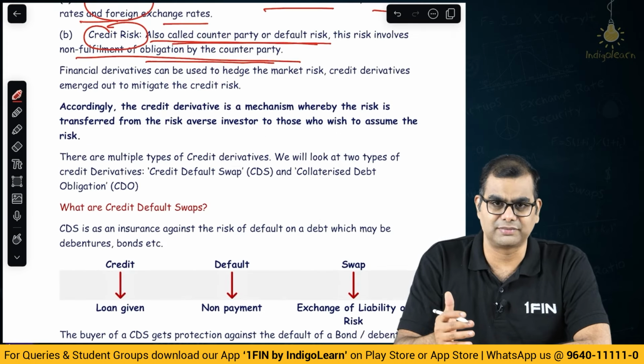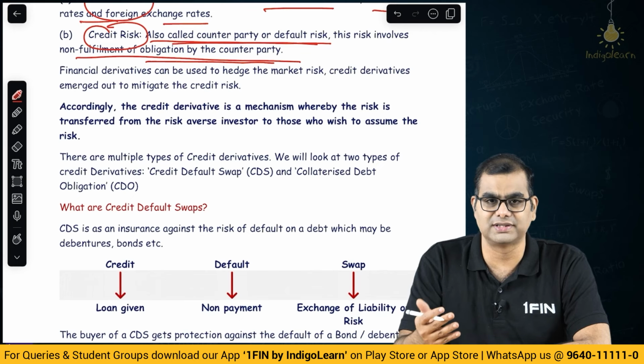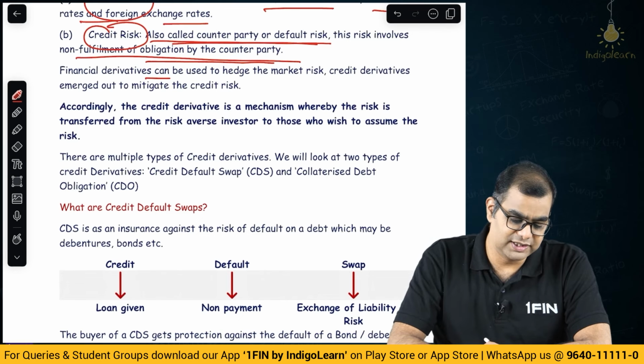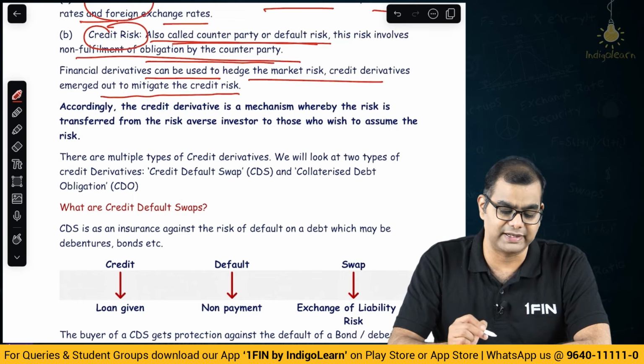CIBIL is CRISIL's thing. So CIBIL is a specific score. You can have Experian score or a bunch of others, High Mark, CRIF High Mark score. There are a bunch of other scores, but they are basically called credit scores. Financial derivatives can be used to hedge the market risk. Credit derivatives emerged to mitigate the credit risk.